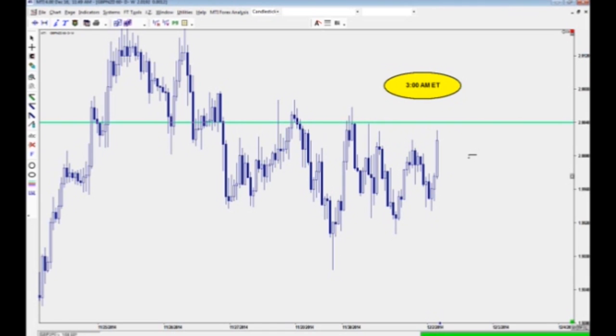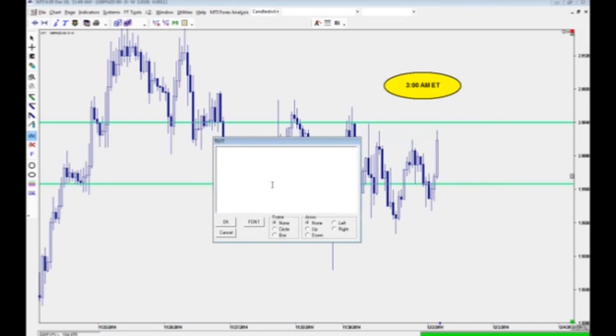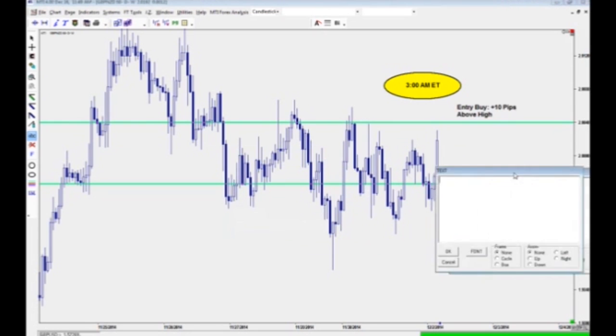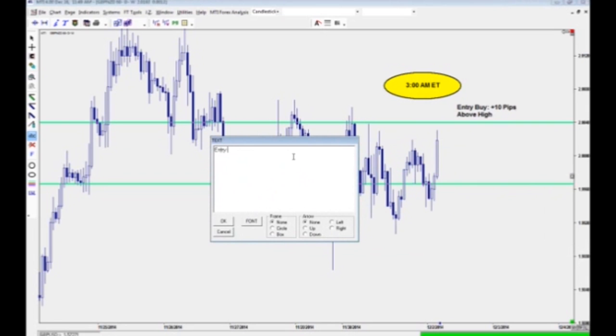Now, the second thing I'm going to do, okay, is drop another green line 5 pips below the low. So right here we have the low. Let's go 5 pips below and drop it right there. Now, what are we going to label this line right here? Well, we're going to call this our entry buy, and we're going to put up 10 pips above high, okay? So this is our entry buy. Now the green line that you notice down here, 5 pips below the low, we're going to call this our entry sell.